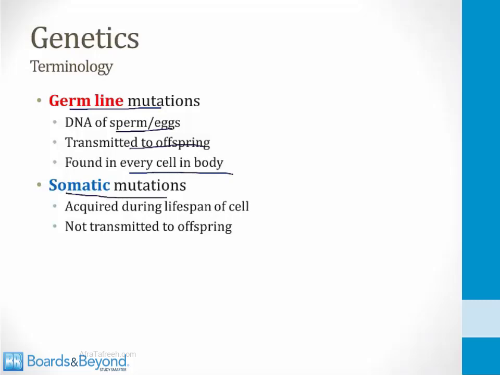Somatic mutations, on the other hand, are acquired during the lifespan of a somatic cell. They are not transmitted to offspring. So for example, if one of your skin cells acquires a mutation, that is never going to be passed on to your offspring. However, it will exist in all the daughter cells of that particular skin cell.